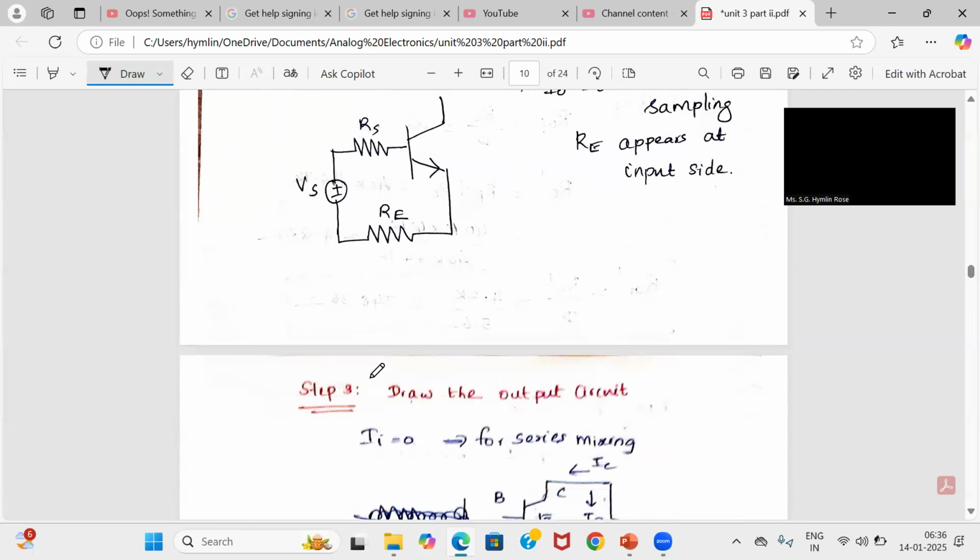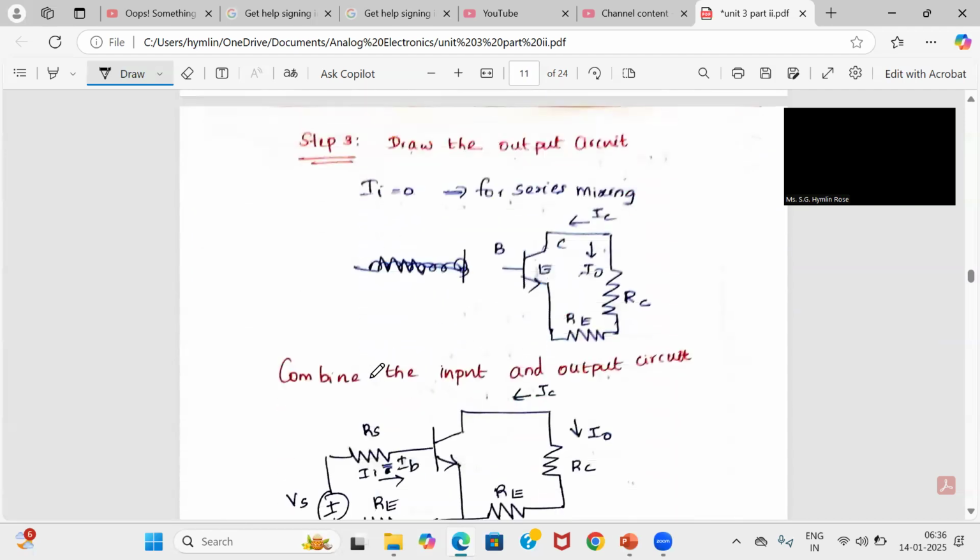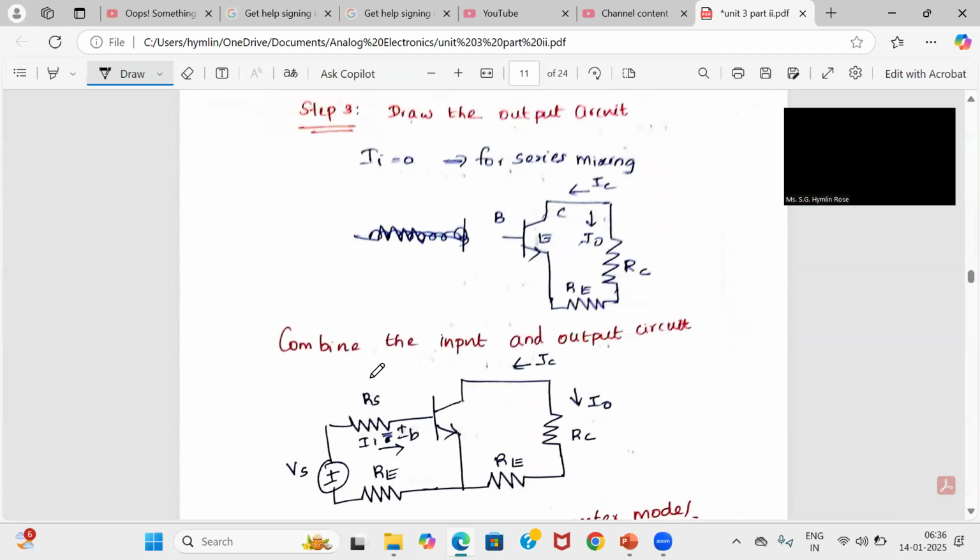Step 3 is to draw the output circuit. The input current is zero for series mixing. On the output side you have the collector resistance. As I told you, the feedback should be present in both the input circuit and the output circuit. So the feedback resistor will form part of it. The supply voltage VCC is made zero. This will be your output side circuit, which has the collector resistance as well as the feedback resistance.